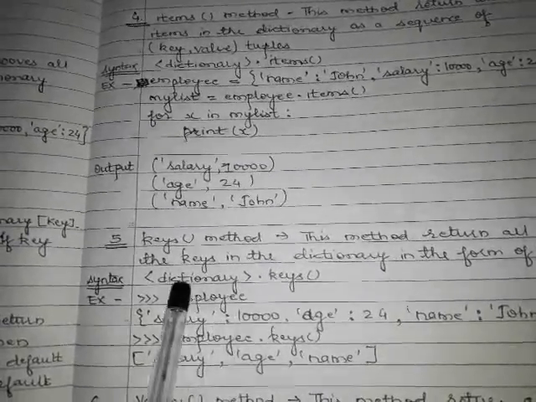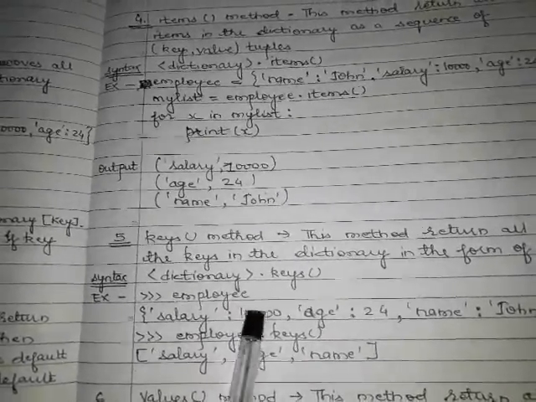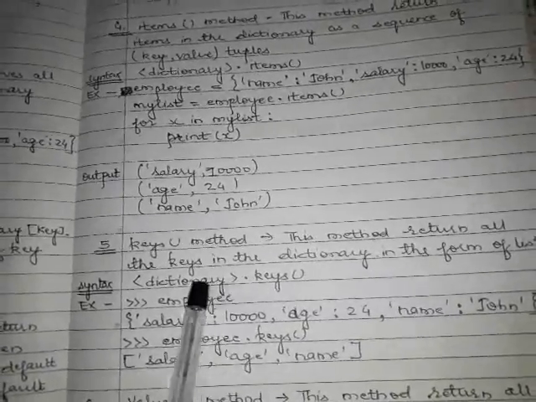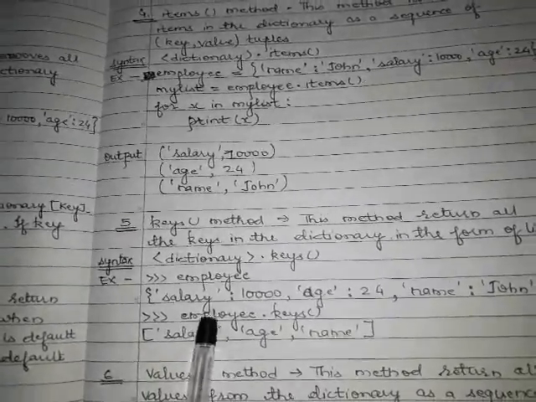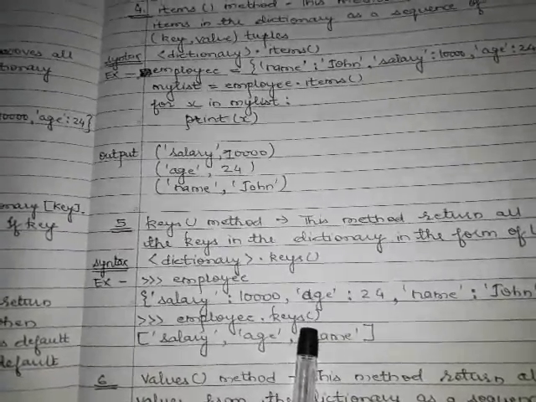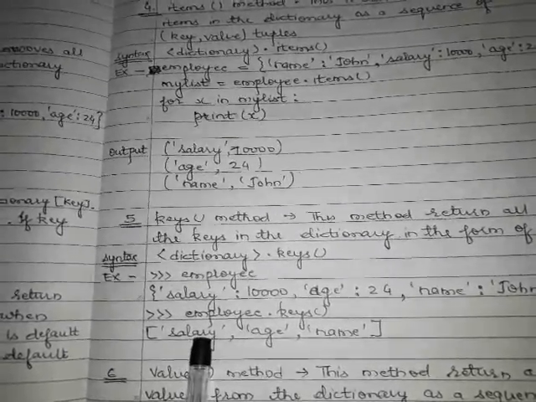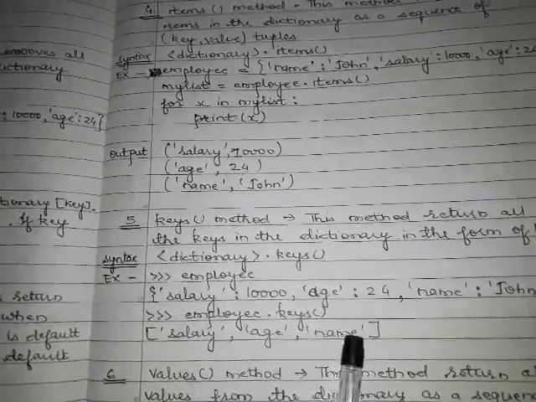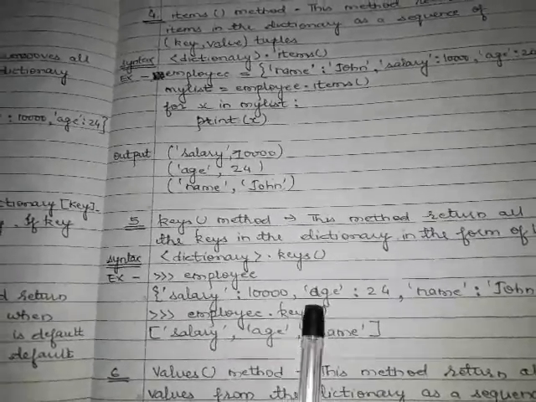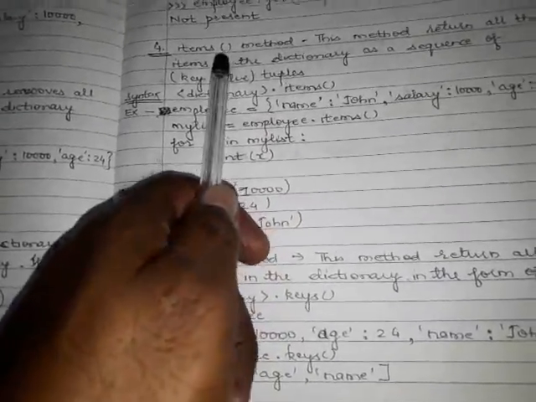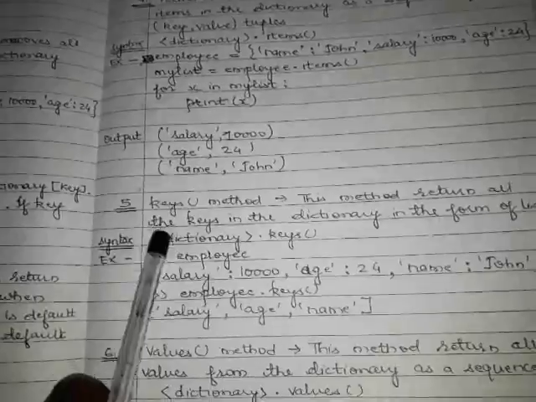Here I will check whether our dictionary is present or not. I simply write employee, its values are salary 10,000, age 24, name John. If this is not present, you have to create the dictionary. Now I am using the method employee dot keys. When you write this, this statement will return all the keys: salary, age and name. These are all the 3 keys in the form of a list. Okay, so keys will return a list, items will return tuples. Go through it very carefully, otherwise it will be an error for you.